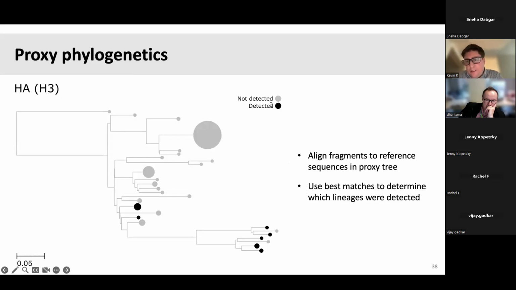Now, the next step of the proxy phylogenetic analysis is that we take the fragments that we recovered and we align them to the reference sequences composing this tree to find their best matches. And the best matches for our fragments tell us which branches of this tree we detected. So on this slide, the lineages that we detected in the sediment are shaded black, and then the lineages we did not detect are shaded gray. And right away, you can see that we actually detected 7 different lineages of H3 virus in the sediment.